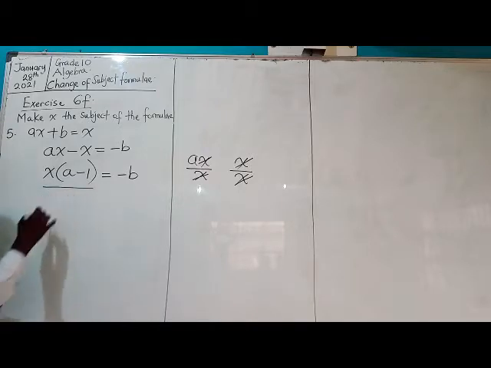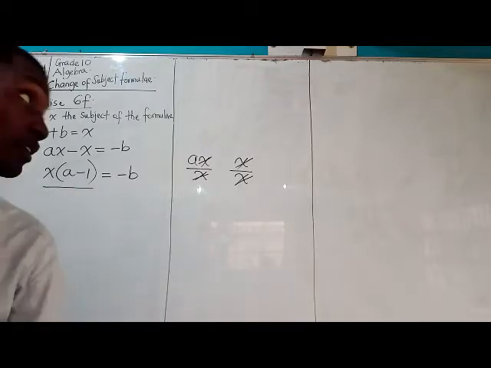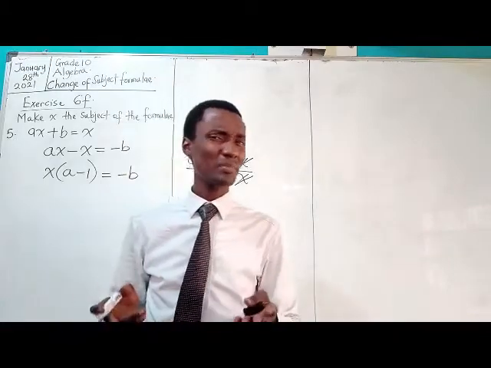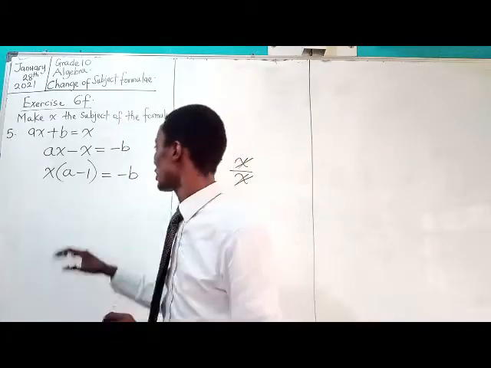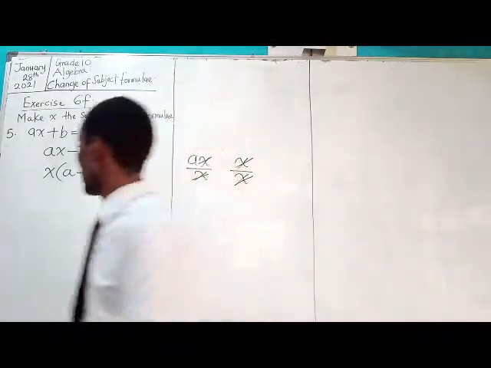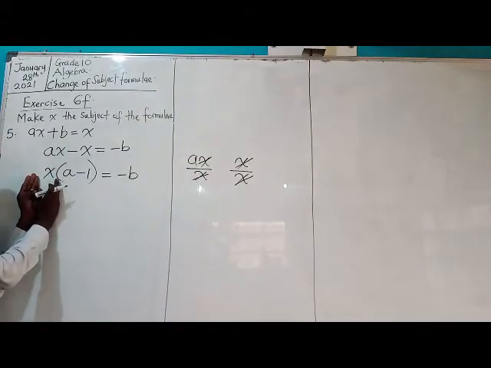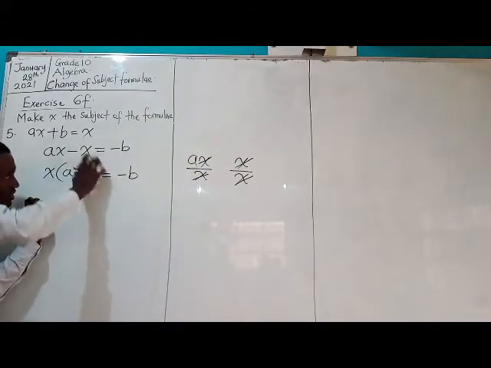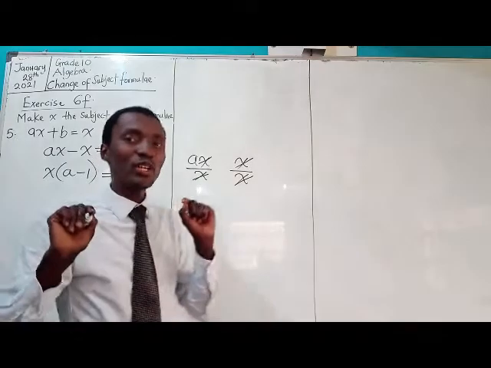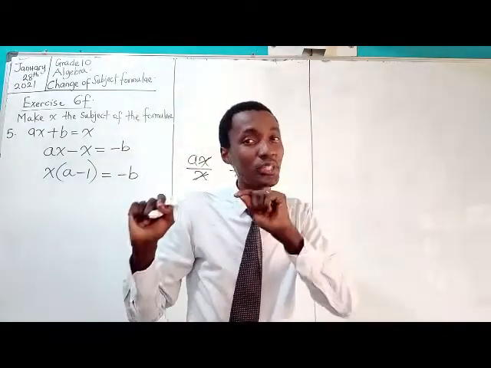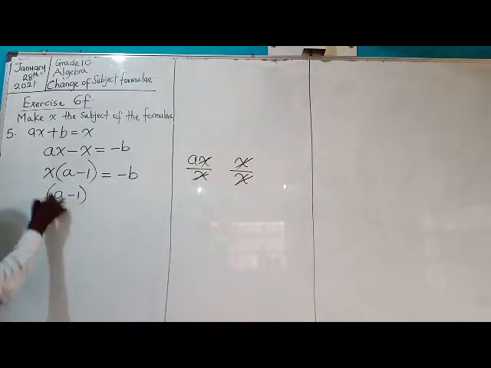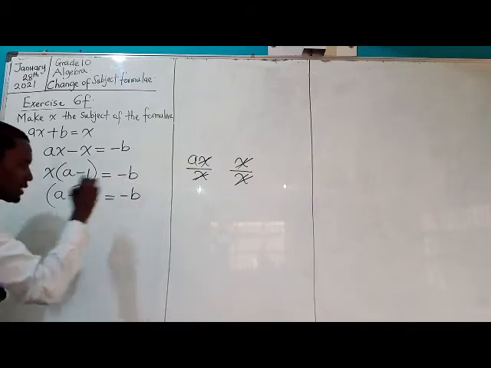I divide both sides by the coefficient. Now let me take this back a little because in your grade 8, I think chapter 6 or thereabout, when you were taught the concept of coefficients, if this is the subject, this automatically becomes your coefficient. And you know that when you're writing coefficient, you always write the coefficient before the unknown. Is that not? So let's obey that order. That will mean that this will become what? A minus 1 into x equal to negative b.